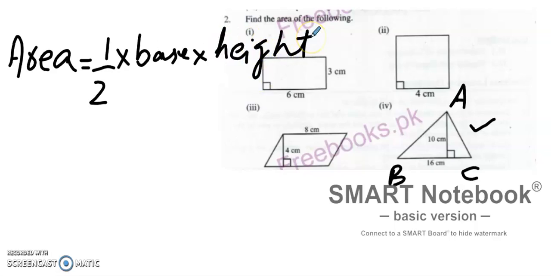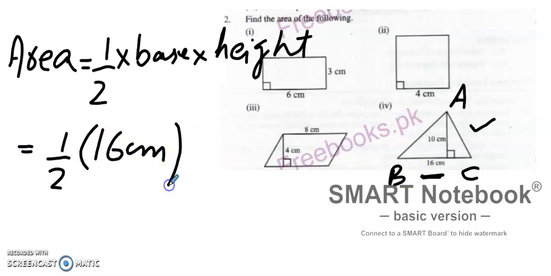In all of these 4 parts, remember you have to write the proper formula first, then substitute the values, and the last step is to write the correct unit of the area. These are the 3 steps that you have to do in all of these 4 parts. Now putting the values of base, again the base is 16 centimeter, and height, again the distance from the vertex to the opposite side of your triangle. So the height of this triangle is 10 centimeter, it is given.